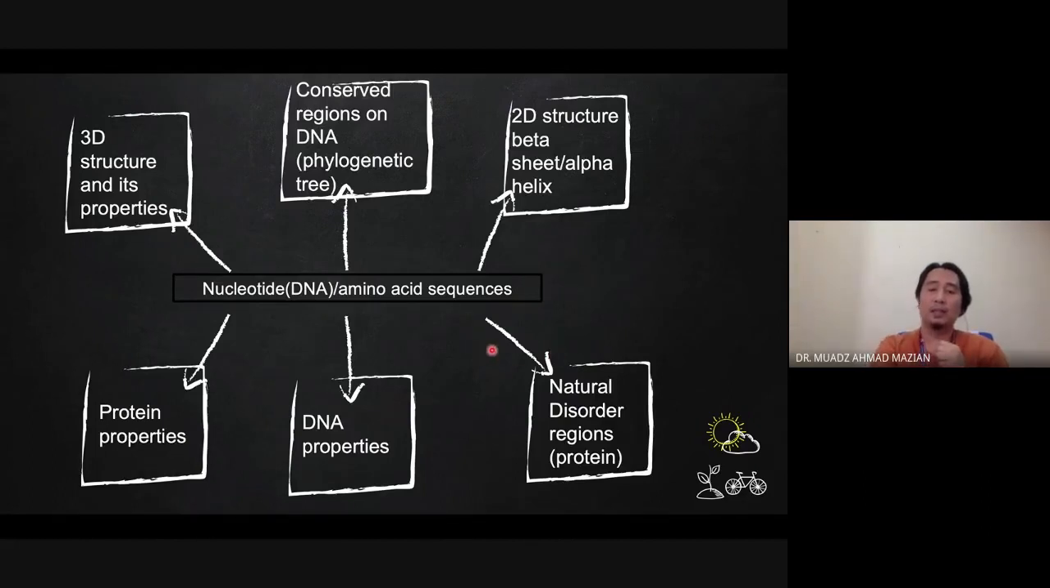And last but not least is natural disorder region. Actually banyak lagi, so this is some of them lah. Natural disorder region of the protein. For example, you ada protein. So from amino acid sequence, kita boleh tahu part mana yang protein tu tadi flexible ataupun part mana protein tu yang rigid, yang tak boleh bergerak. Okay, I'm going to give you an example lah.